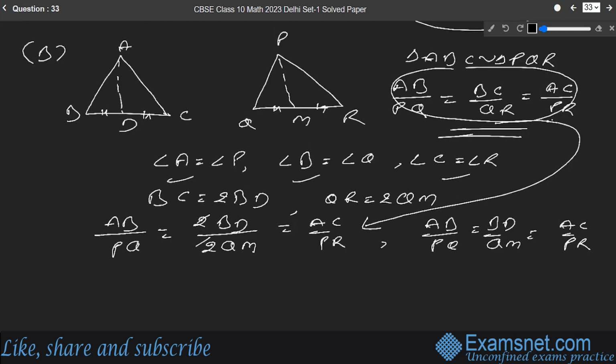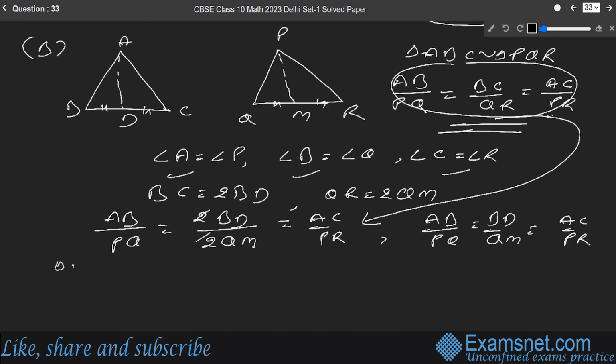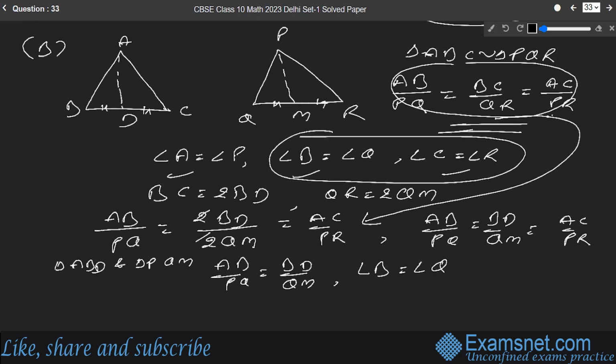Now let us one more time look at the triangles. Let us see triangle ABD and triangle PQM. What do you observe? AB by PQ is equal to BD by QM. They are the corresponding side ratios, so they have to be equal. One more thing, we have proven that angle B is equal to angle Q because the two triangles are similar. So using this, we can say that triangle ABD is similar to triangle PQM.